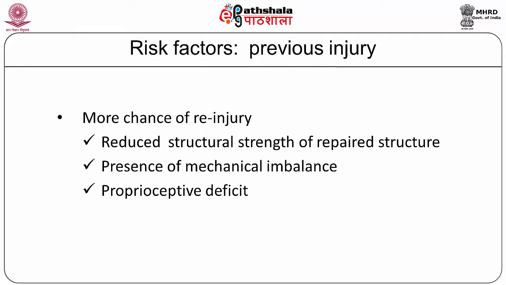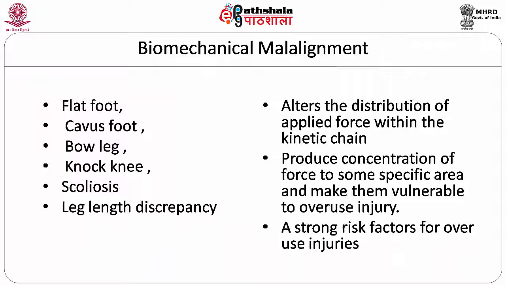Previous injury is a strong risk factor for the reoccurrence of the injury. As a whole, the structural strength of the repaired structure is less than the normal tissue. It is possible that after the healing of injury, the mechanical imbalance may remain present, but the most important cause of the re-injury could be the proprioceptive deficits. Therefore, previous injury is a strong risk factor for reoccurrence of injury.